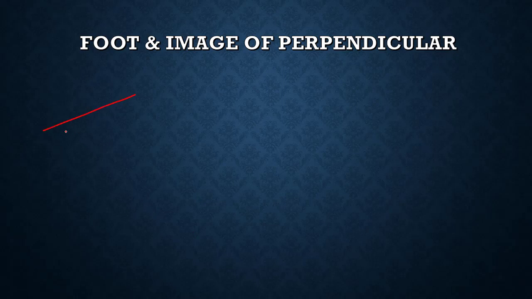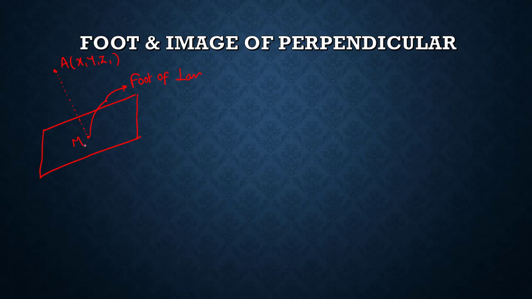Suppose you have a plane here and suppose you have a point A which is having x1, y1 and z1 coordinates. What is the image or the foot of perpendicular? See, if you draw a perpendicular from A and suppose this intersects at M on this plane P, this M becomes the foot of perpendicular.